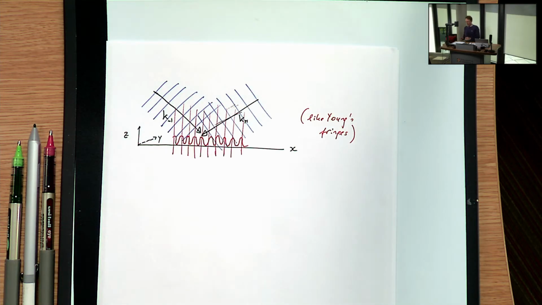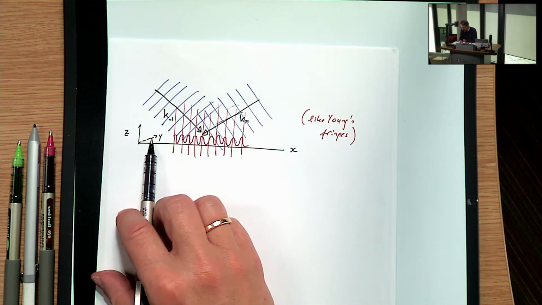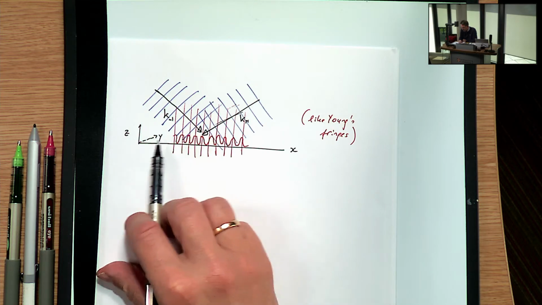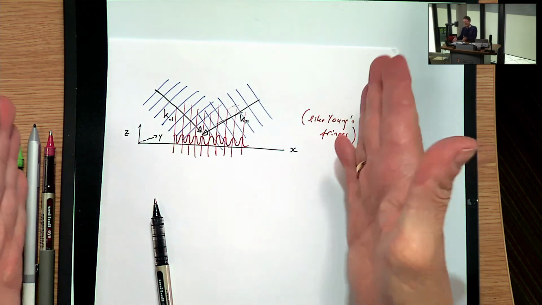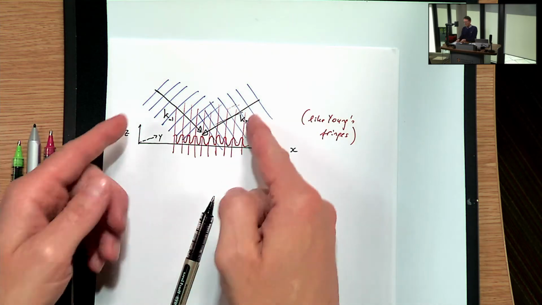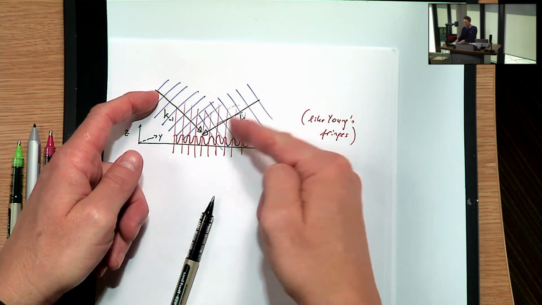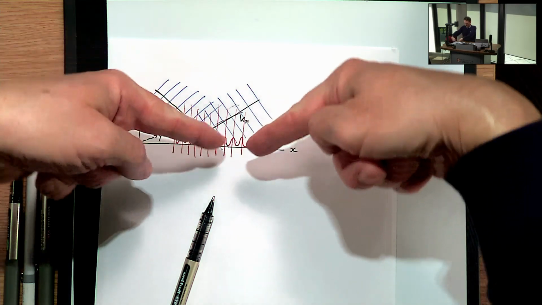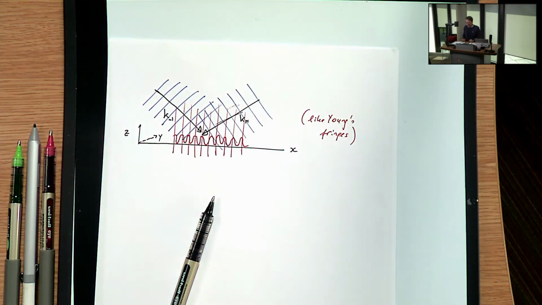But if you want to rotate this pattern, for example in the XY plane, then you just have to change the plane in which these two vectors lie, K1, K2. You just change it around, okay, to rotate the fringe pattern.